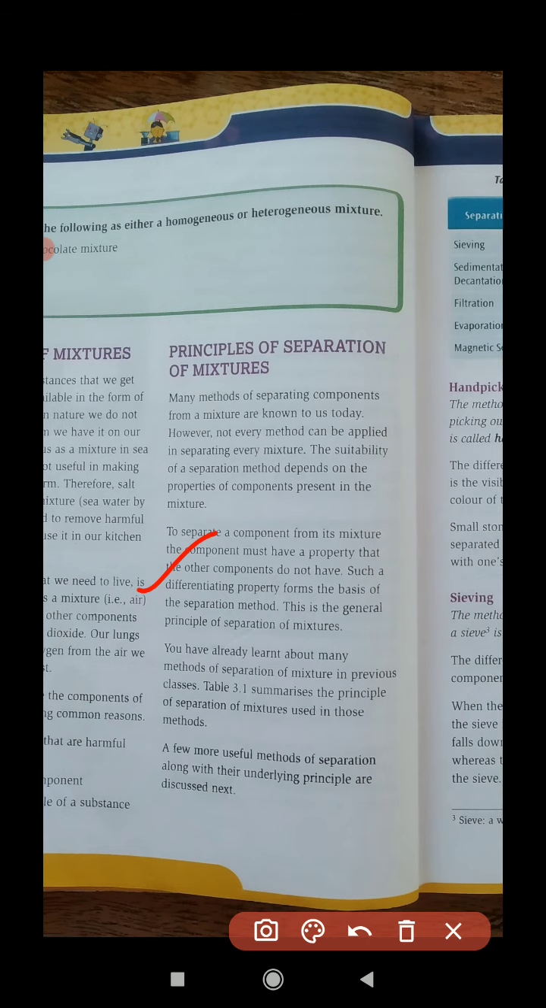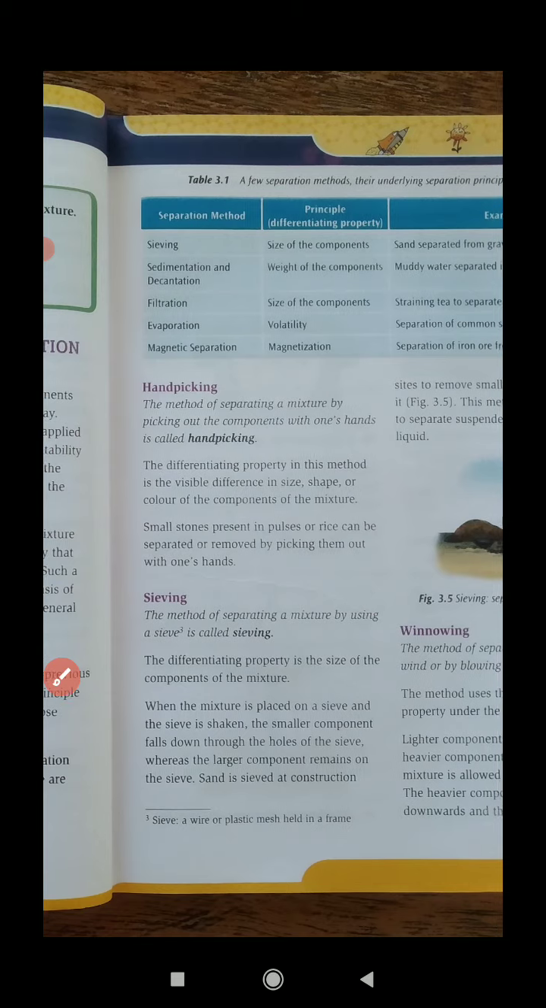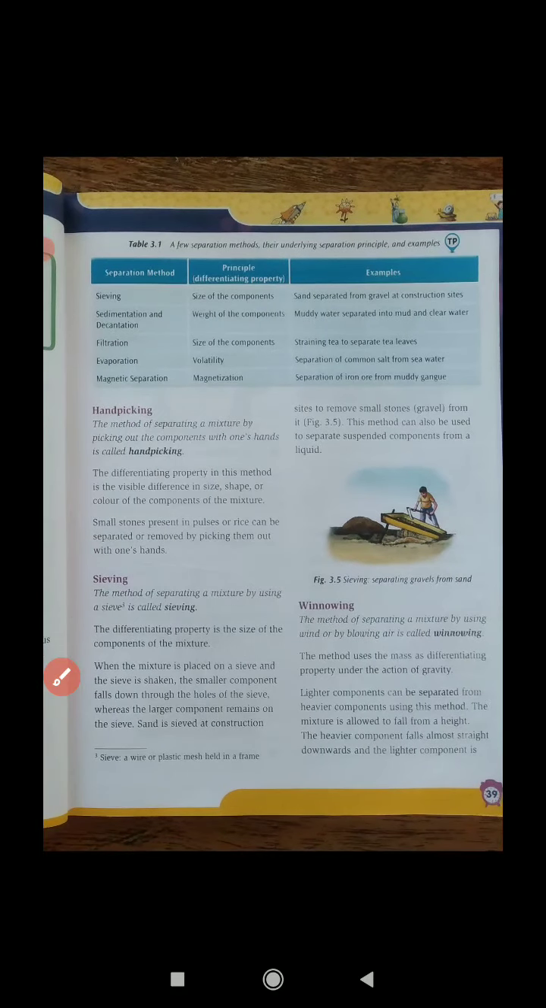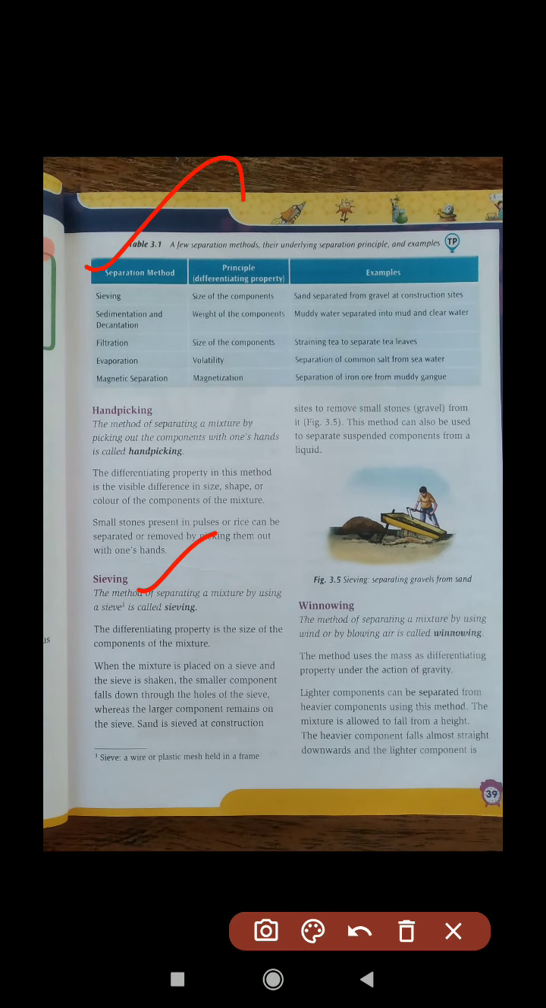Okay, now some basic principles and examples that are important for exam purposes will be given. Remember that sieving is a process that depends on the size of the component. Okay, sieving: when building construction is going on, sieving takes place by using a sieve with the sand.